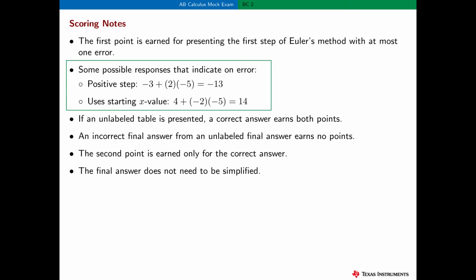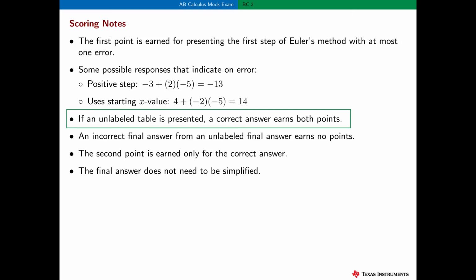Here are some example student responses in which there is 1 error in the first step, but we still recognize this as Euler's method, award the first point, and the student is not eligible for the second. In this example, the student has used a positive 2 as the step size instead of a negative 2. And in this example, the student used the value of x of 12 instead of y of 12.